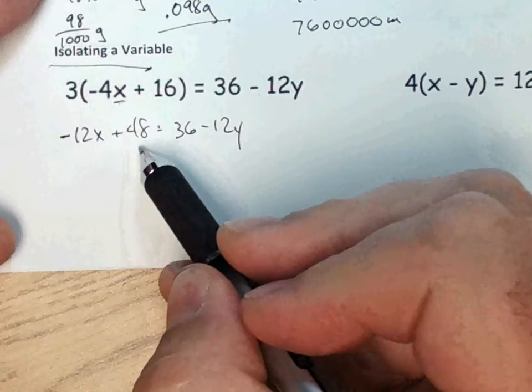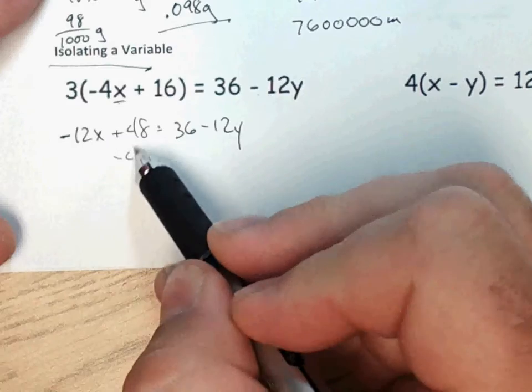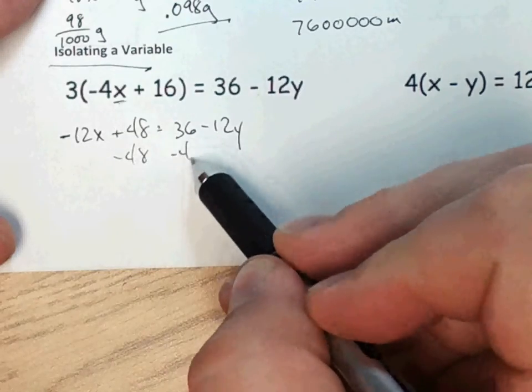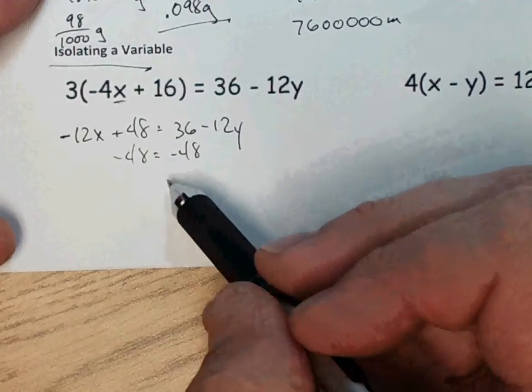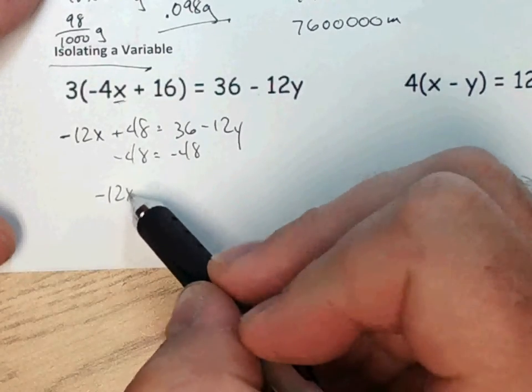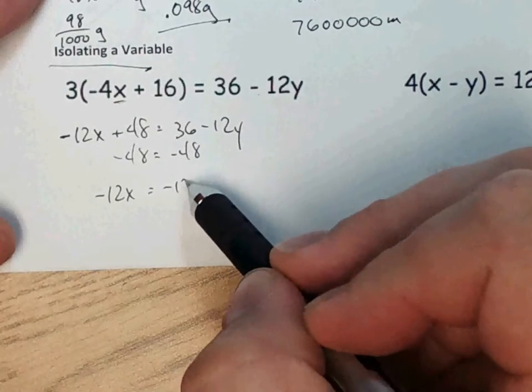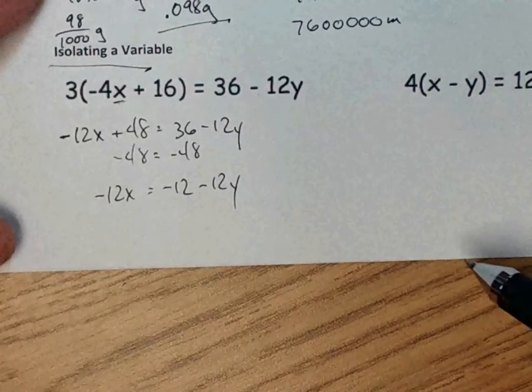We've got to get rid of this 48 that's next to the x, so we're going to subtract the 48 because that's the opposite. So subtract the 48 on this side. If you do it to one, you must do it to the other. Okay, so now when we subtract, we have negative 12x equals negative 12 minus 12y.